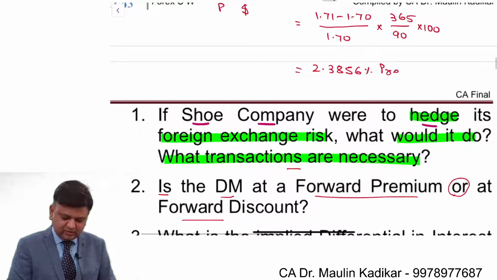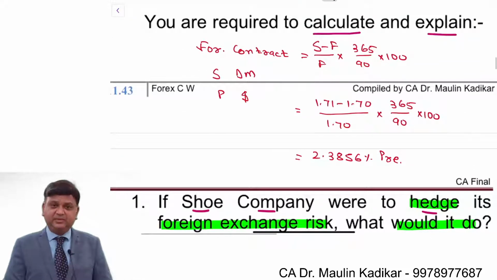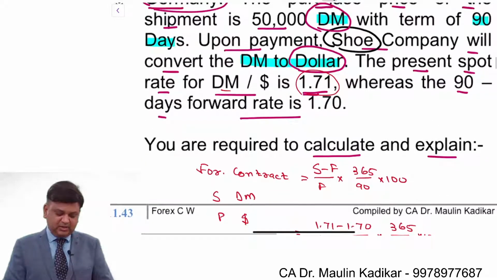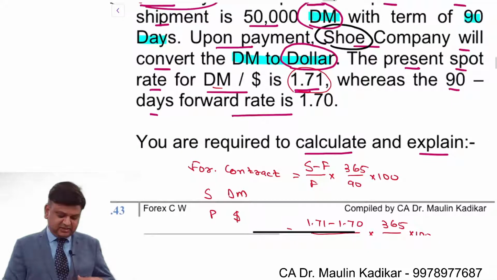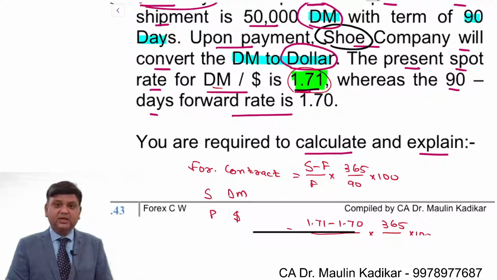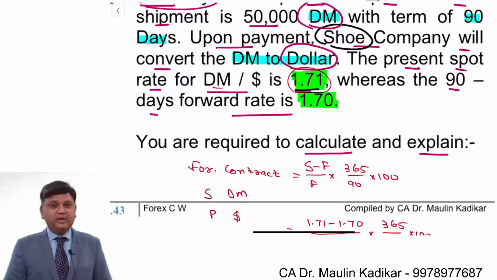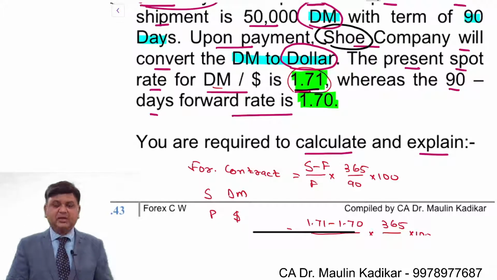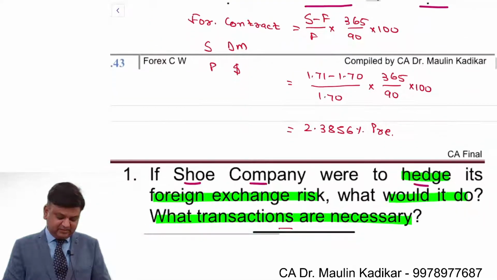Answer is positive, so we can say that the Dutch mark currency is at premium. And if somebody does not want to calculate it, then he or she can give the answer like this. In spot, you have to pay 1.71 Dutch mark to buy a dollar. In forward, you have to pay only 1.70 Dutch mark to buy a dollar. It means that you are required to pay less of the Dutch mark to buy the same dollar. That is the reason the Dutch mark is at premium. This is what we understand.